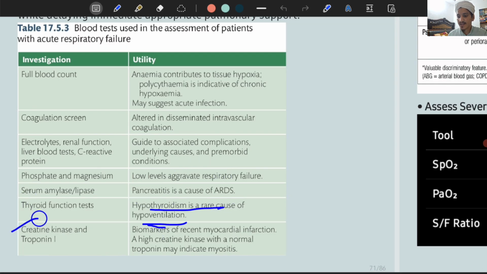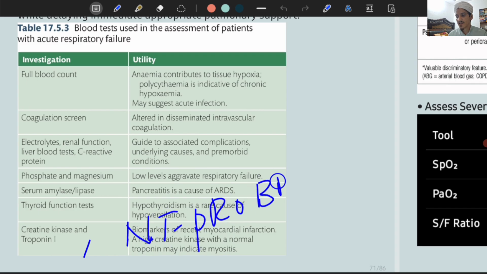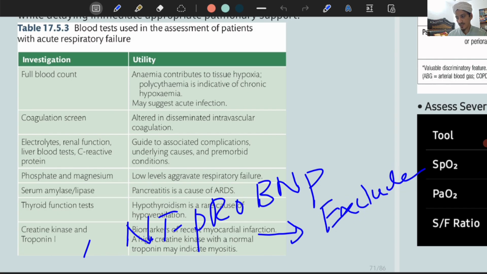And you will order creatine kinase and troponin I. Why? You will see whether there is MI also, and if there is high creatine kinase with a normal troponin, that will indicate myositis, a muscle disorder. So some muscle disorder is causing respiratory failure. If creatine kinase is raised without raising of troponin levels, that means some muscle inflammation is going on. One more investigation is NT-proBNP, to exclude cardiac causes of pulmonary edema.